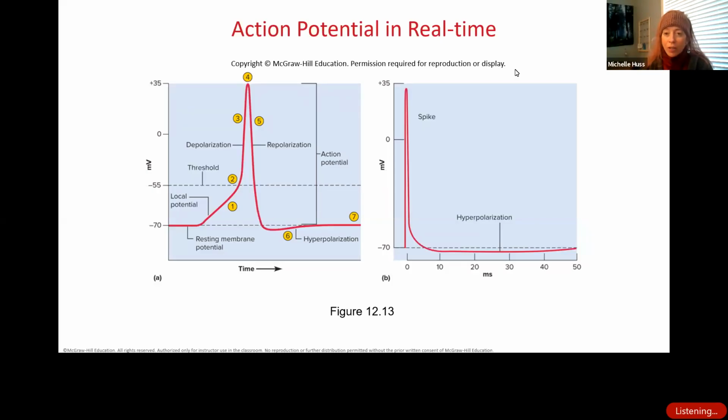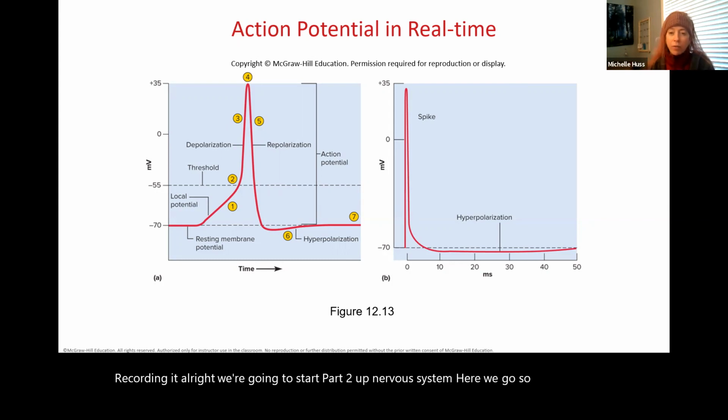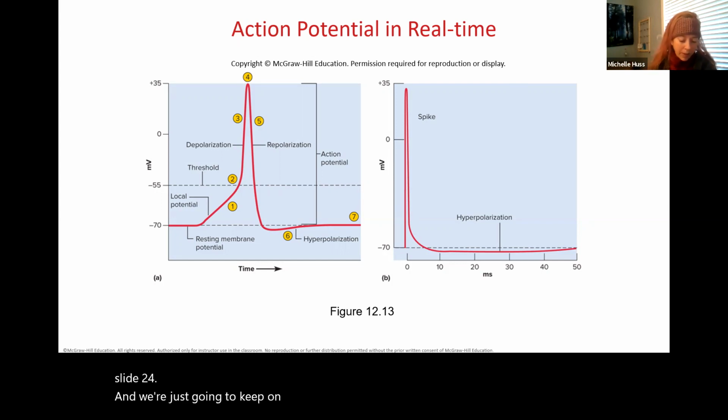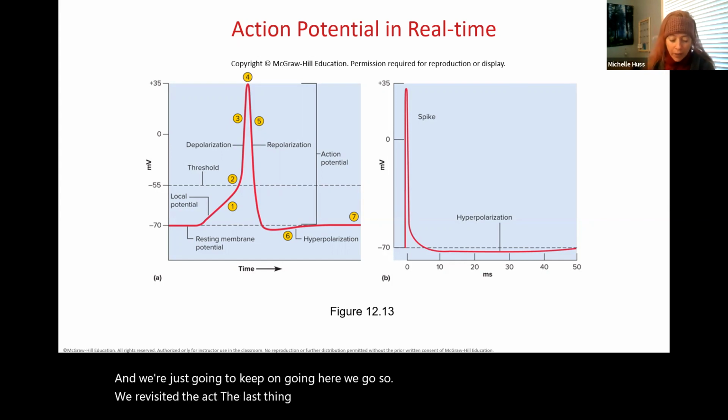All right, we're going to start part 2 of nervous system. Here we go. So we're on slide 24, and we're just going to keep on going. The last thing we did was revisit the action potentials.